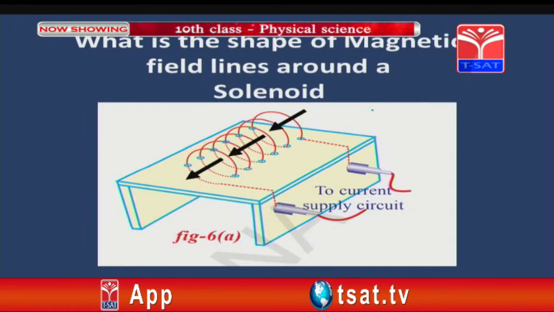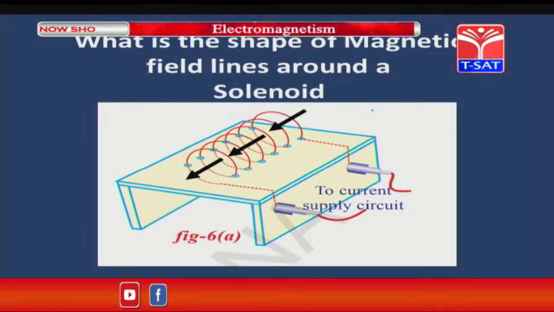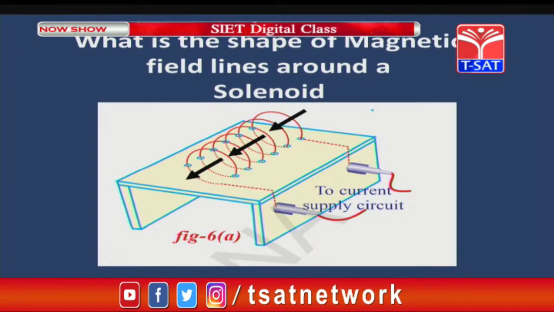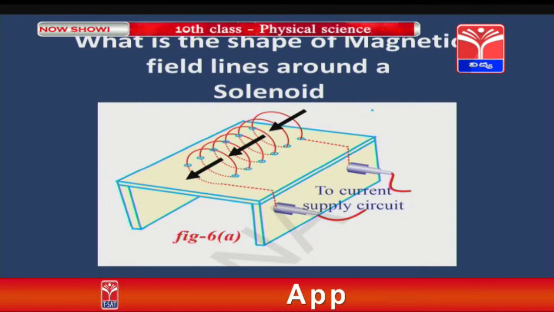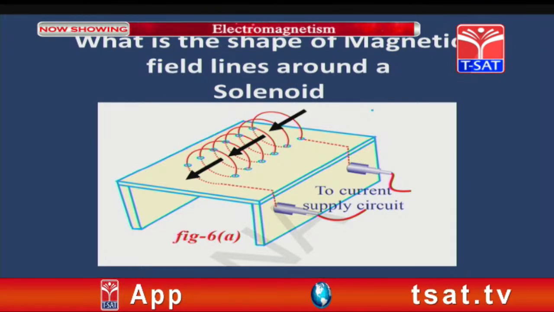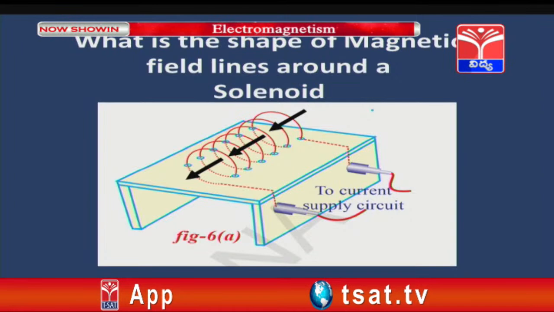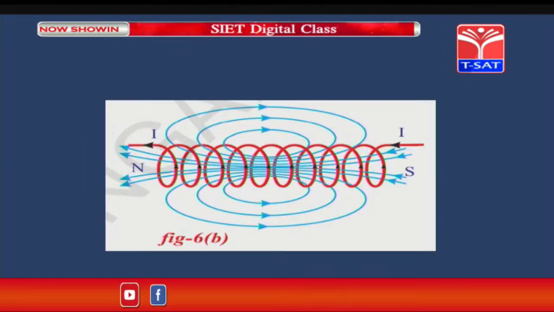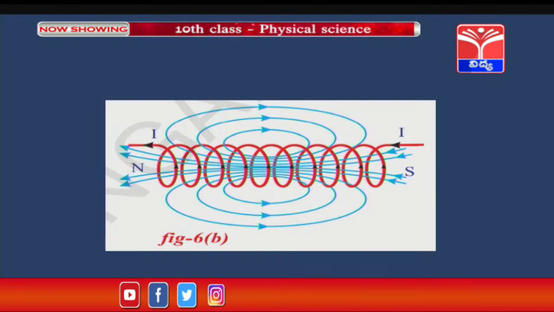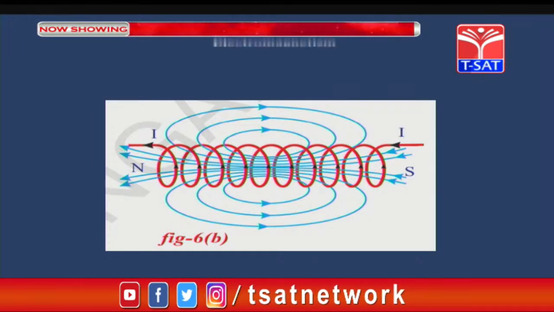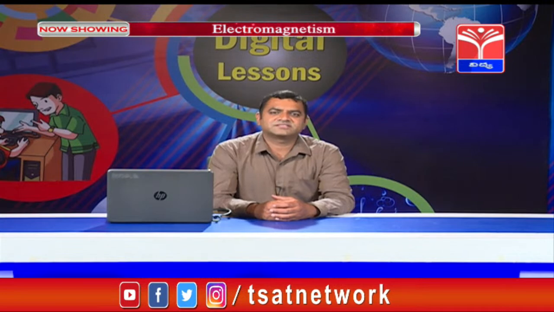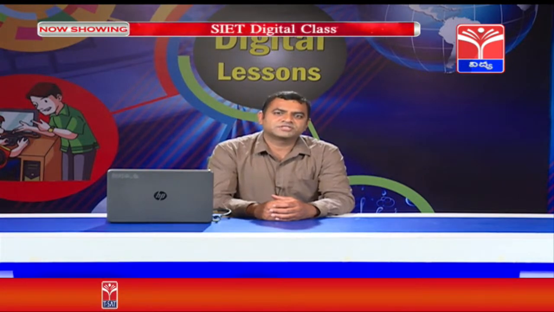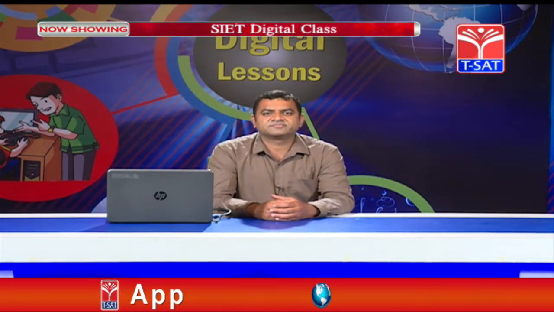If a magnetic field is considered in a solenoid, the magnetic field will be parallel inside the solenoid, as well as it will be similar to the magnetic field produced by a bar magnet. The magnetic field around a solenoid will be like this, which will be similar to magnetic field produced by a bar magnet. Children, in the next class, we will discuss electric motor and electric generator.